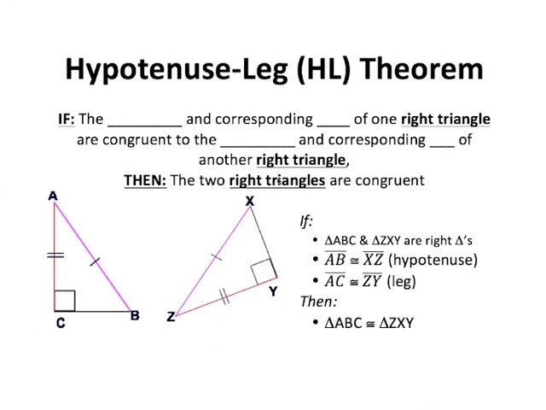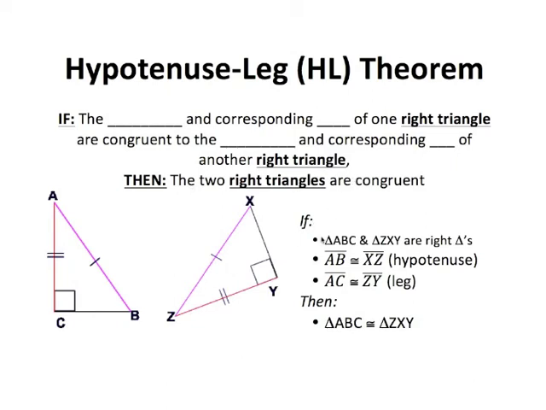Now let's take a look at the hypotenuse leg theorem. First, this theorem only works for right triangles. Only. You can see that my triangles in the picture are right triangles. If you don't see right triangles, you can't do this. So, if the hypotenuse and the corresponding leg of one right triangle are congruent to the hypotenuse and corresponding leg of another right triangle, then the two right triangles are congruent.